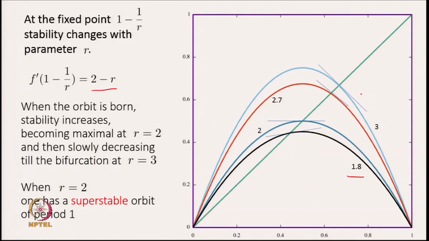So the orbit itself is born at r equal to 1, and the stability, that is the value of f prime, this derivative over here, keeps decreasing. The fixed point is becoming more and more stable. When r is equal to 2, the slope is equal to 0, and this is the most stable that it could possibly be. Such behavior is called superstability, namely to have a slope 0, because this means that the fixed point attracts everything maximally.